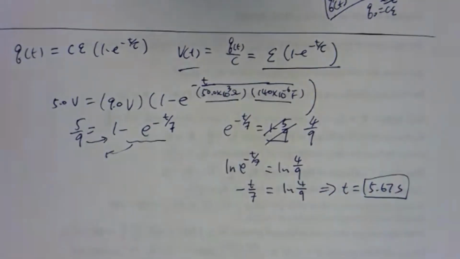Okay, so it takes 5.67 seconds to charge the capacitor to 5.0 volts.